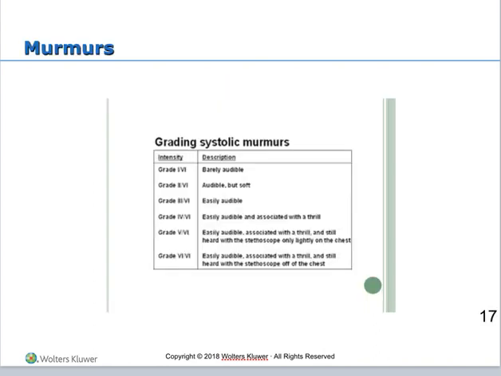Okay, this is just a review of what I already told you about murmurs. Murmurs are a rushing sound that is made as blood moves through a narrow place, such as a heart valve, and it's graded on how loud it is.